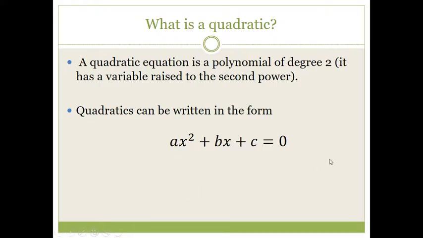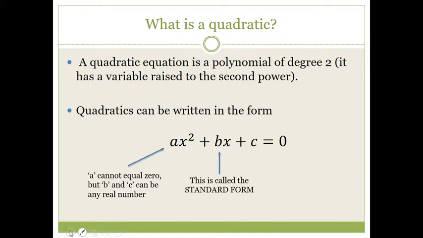In this example here, we can see that x is being raised to the second power right here. The values a, b, and c are going to be numbers. They can be whole numbers, they can be negative integers, they can be square roots, they could be decimals, fractions. They're just some number, all right? But there has to be an x squared term. That's why the a term cannot equal 0, because if it equaled 0, then we wouldn't have a quadratic anymore. We would just have bx plus c, which is a linear equation.